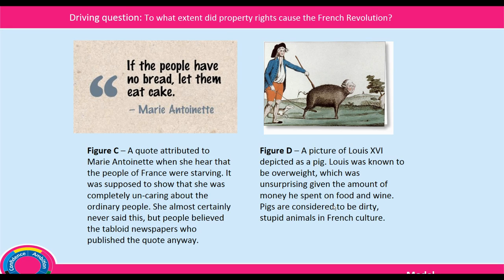It was supposed to show that she was completely uncaring about the ordinary people. She almost certainly never said this, but people believed the tabloid newspapers who published the quote anyway. Figure D. A picture of Louis XVI depicted as a pig. Louis was known to be overweight, which was unsurprising given the amount of money he spent on food and wine. Pigs are considered to be dirty, stupid animals in French culture.